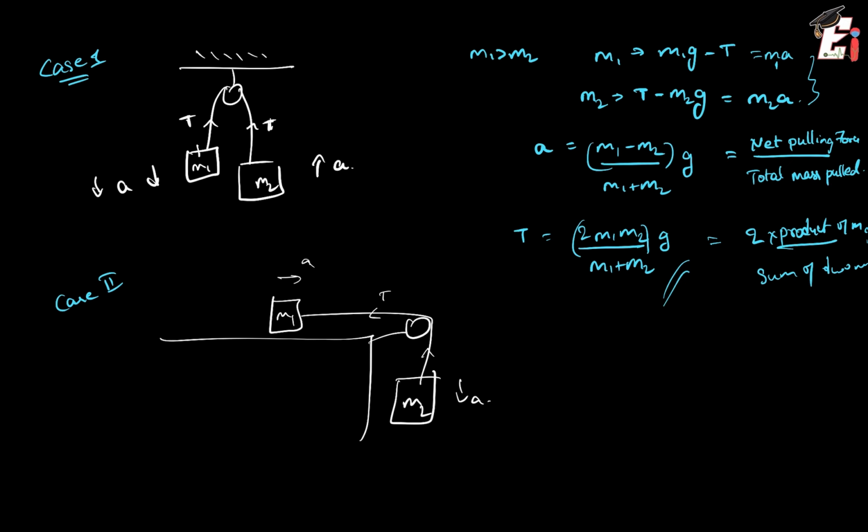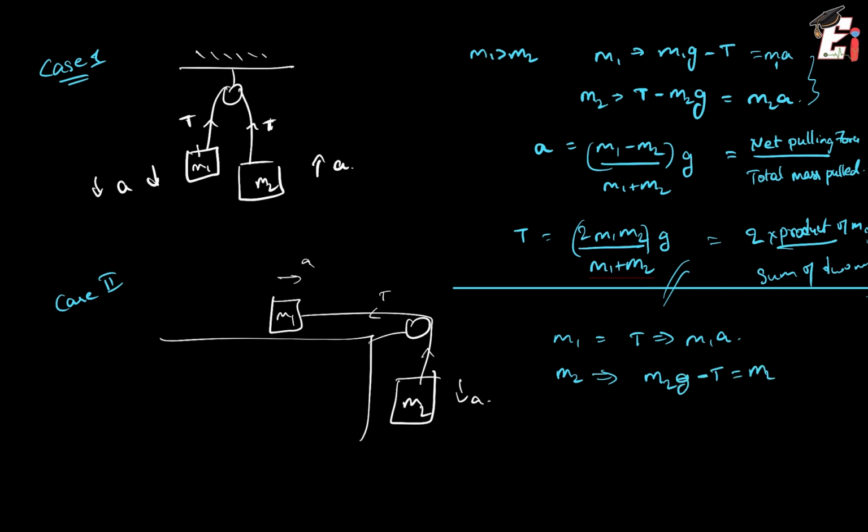For mass 1, tension is equal to mass 1 into acceleration, T = m1a. For mass 2, m2g minus T is equal to m2a. For mass 1 there is no acceleration due to gravity, so directly you can write tension is equal to this one. But for mass 2, m2g is acting downward, tension is acting upward, so m2g minus T is equal to m2a. So the same formula, same method we are going to use.